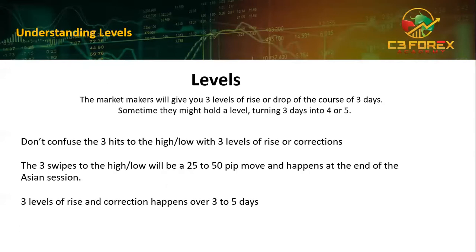Don't confuse 3 hits to the high or low of the day with 3 levels of rise or correction. And don't confuse 3 intraday pushes with 3 levels of rise or correction. 3 swipes to the high or low would be a 25 to 50 pip move. That happens at the end of the Asian session. The 3 intraday pushes would be about 60 to 90 pips, give or take, and that happens during the day. 3 levels of rise or correction will happen over the course of 3 to 5 days.